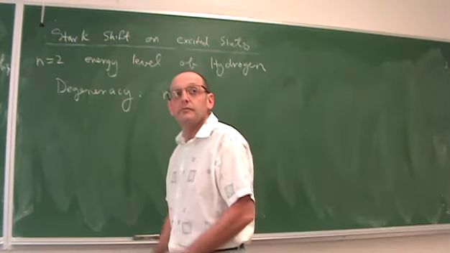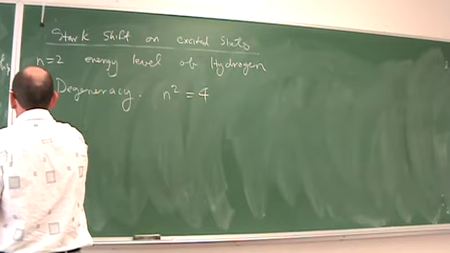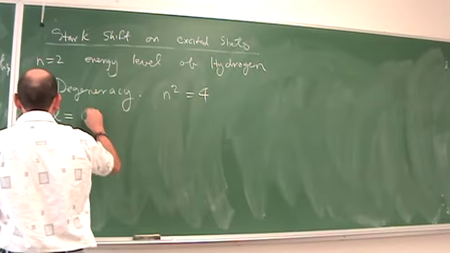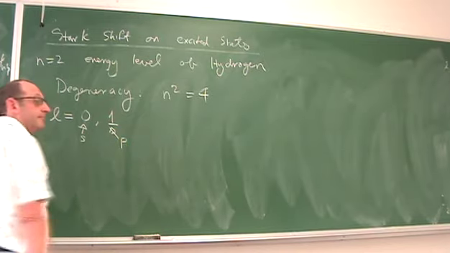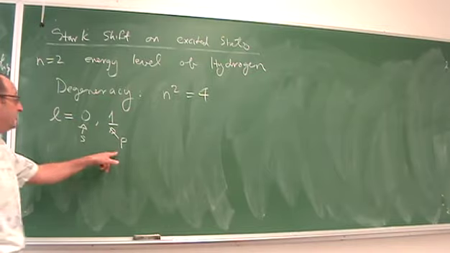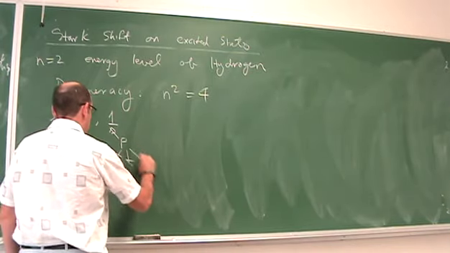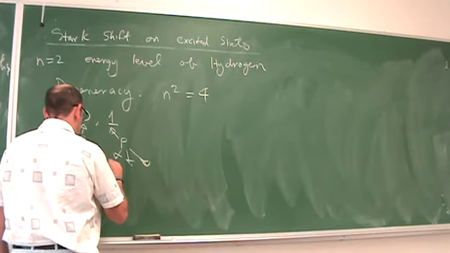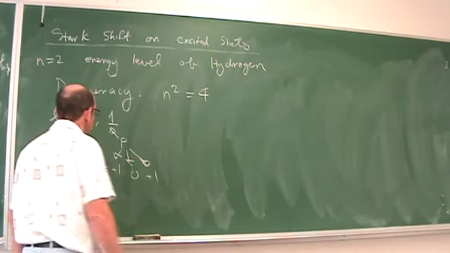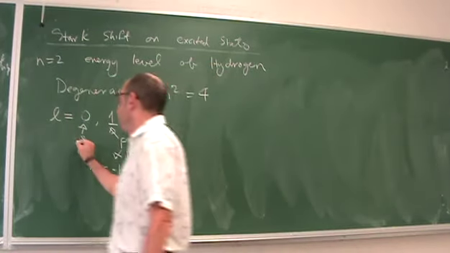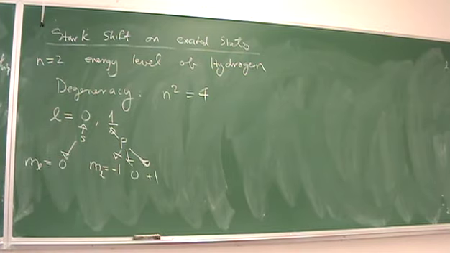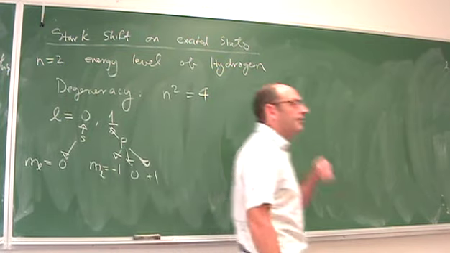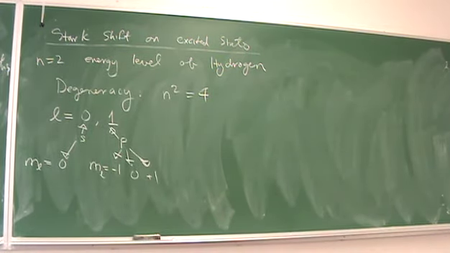What are they? Well, for n equals 2, we can have L equals 0 or 1. That is to say, we can have an S state or a P state. And for the P state, we could have M sub L equals -1, 0, or +1. In this case, we can only have M sub L equals 0. So these are the 4 sublevels, all associated with principal quantum number 2 in hydrogen.